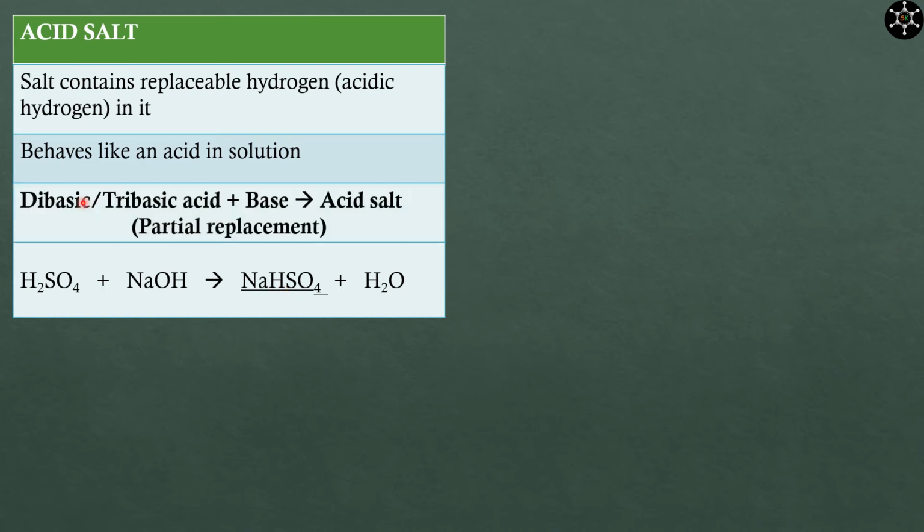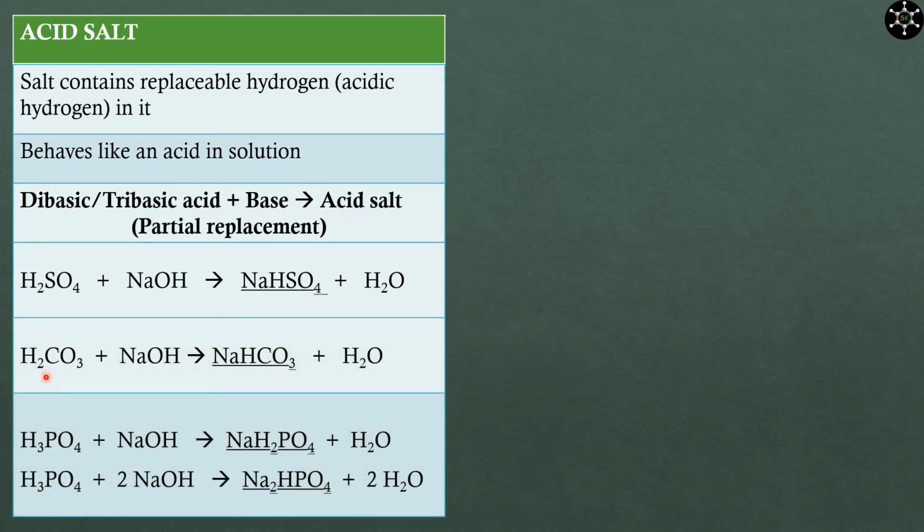Generalizing, partial replacement of dibasic or tribasic acid by a base gives us acid salt. Other examples, H2CO3, that is carbonic acid, is a dibasic acid. When this is treated with sodium hydroxide in 1:1 ratio, we get sodium bicarbonate acid salt.